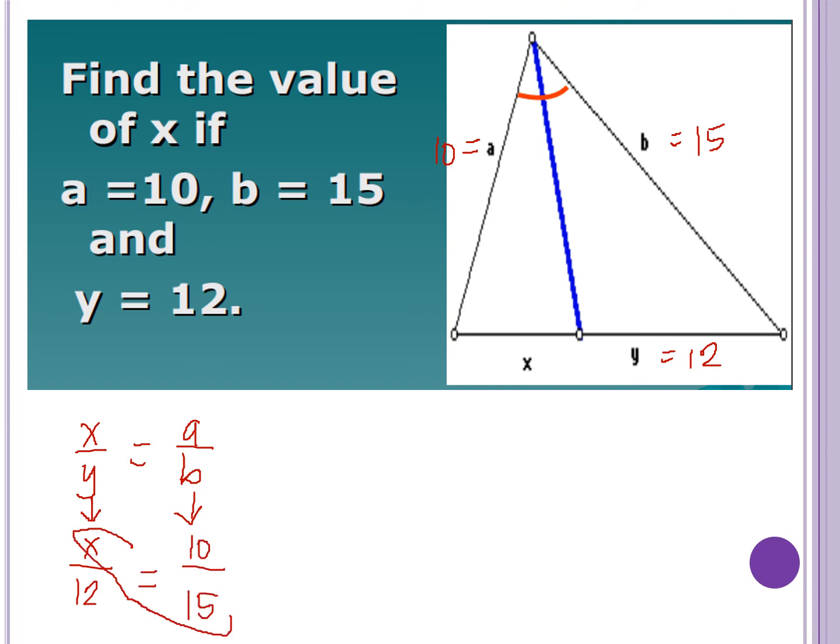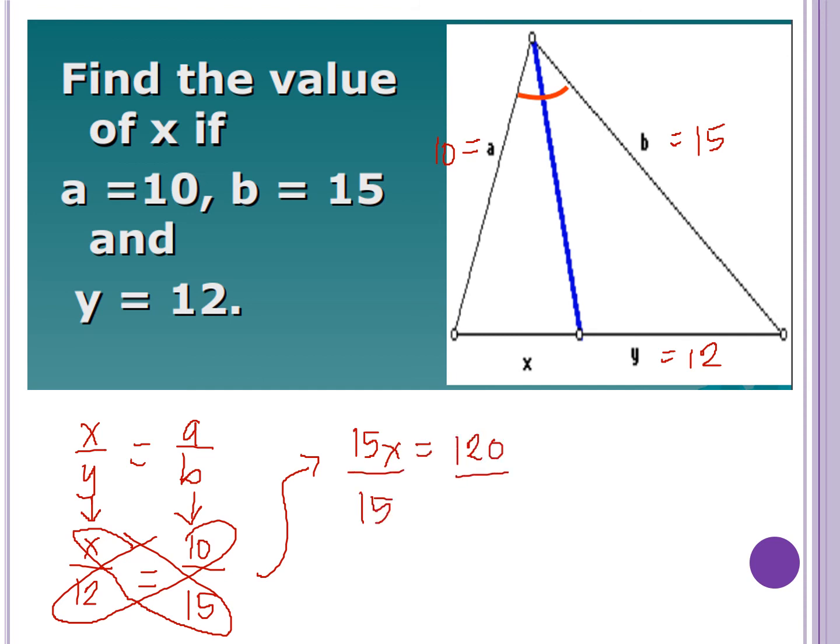To solve for x, we cross multiply. X times 15 is 15x. 12 times 10 is 120. Divide both sides by 15. So we have 120 divided by 15. Therefore, x is equal to 8.